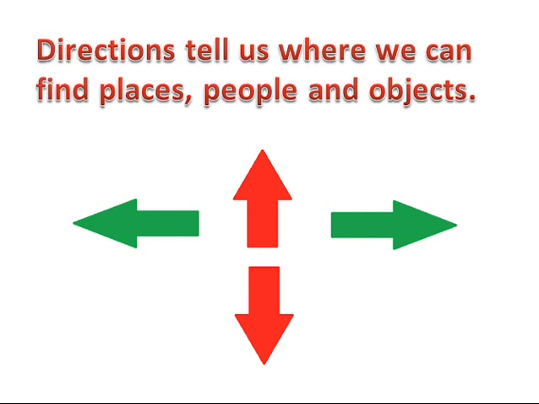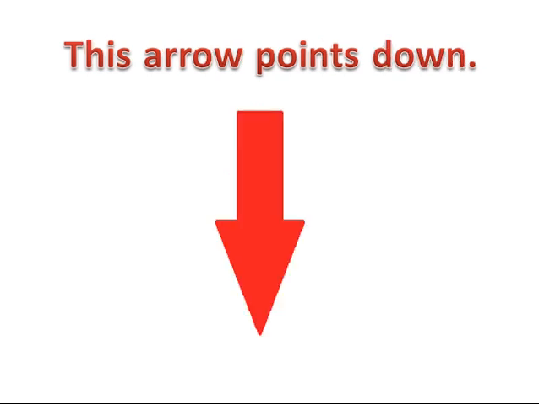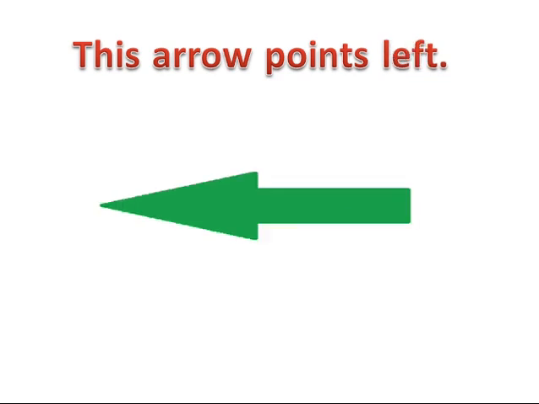Don't forget, directions tell us where we can find places, people, and objects. This arrow points up. This arrow points down. This arrow points to the right. This arrow points to the left.